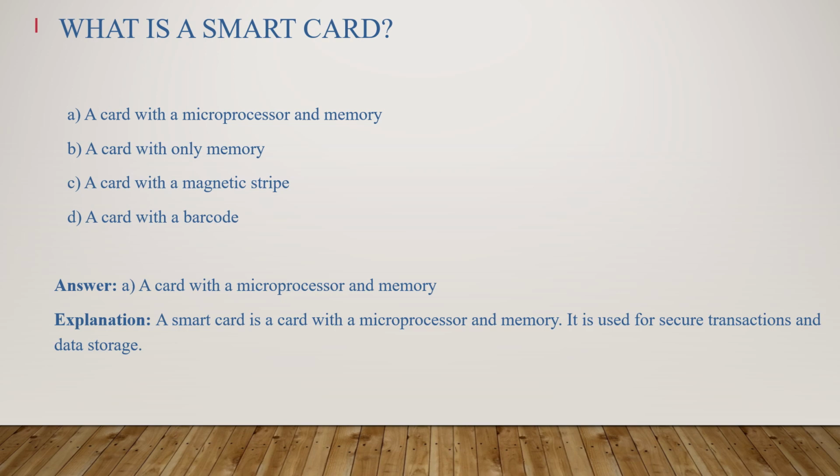Why other options are incorrect? B. A card with only memory. While some simple smart cards may have memory only, most have both a microprocessor and memory to offer processing capabilities. C. A card with a magnetic stripe. Magnetic stripe cards, like traditional credit cards, are much less secure and lack the processing power of smart cards. They store data in a simple format that can be easily copied or read without authorization.